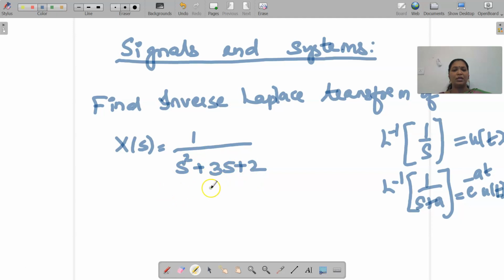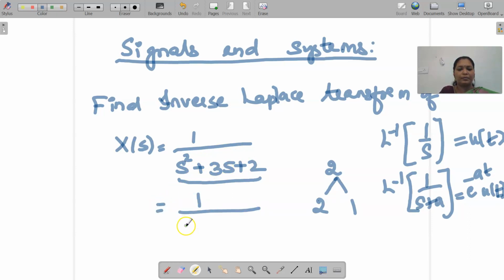See the denominator. Is it possible to find the factors? When I have this term, how can I write it in factors? 2 is the multiplication term. So 2 into 1 is 2, and 2 plus 1 is 3. So I can write this term as s plus 2 into s plus 1. So this term's factors are s plus 2 into s plus 1.